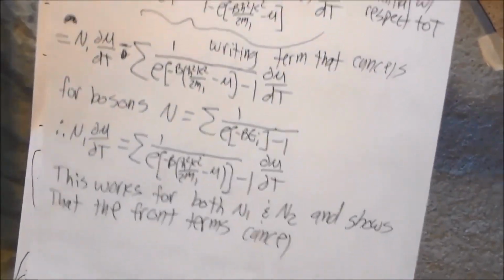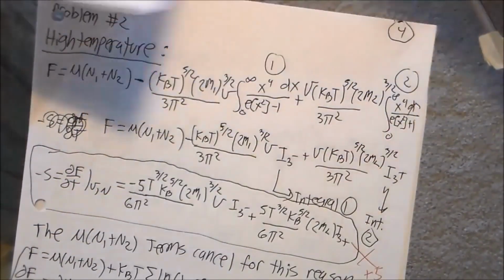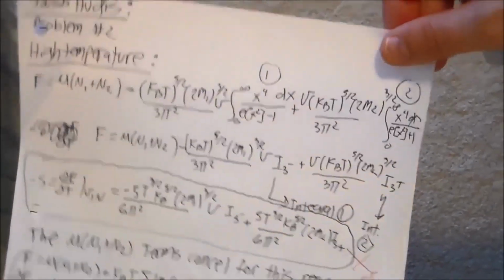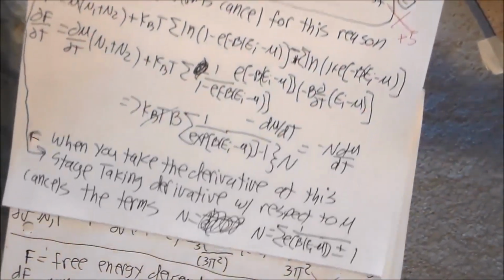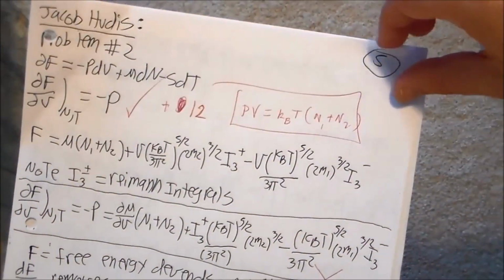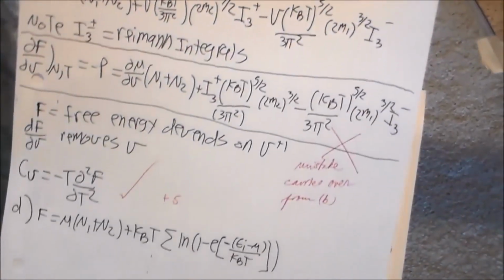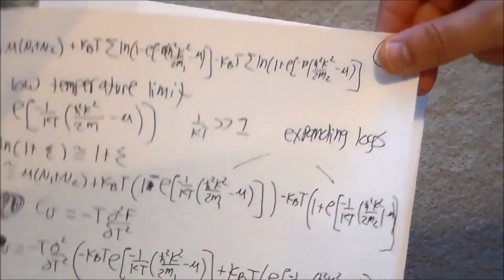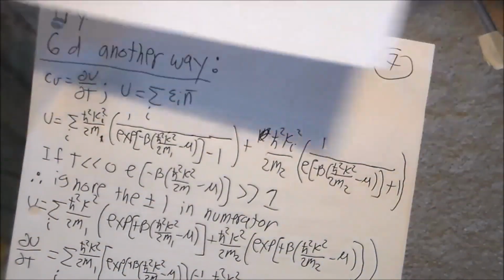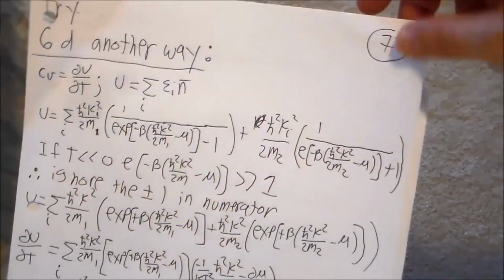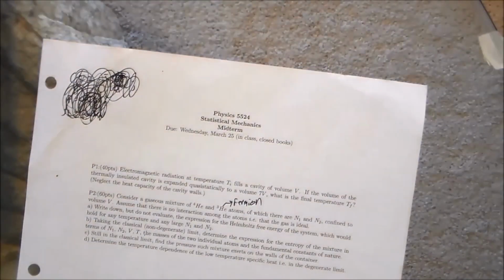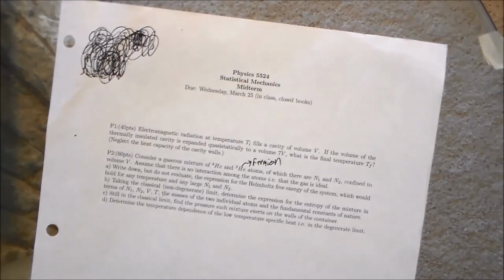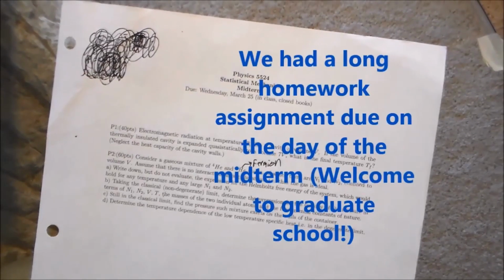Here is page number 4, although I call it 3A, for problem 2. Here is the 5th page for problem 2. Here is page number 6 for problem 2. Problem 2, page number 7. And I think problem 2, page number 8. So that is an example of a statistical mechanics midterm in physics graduate school.